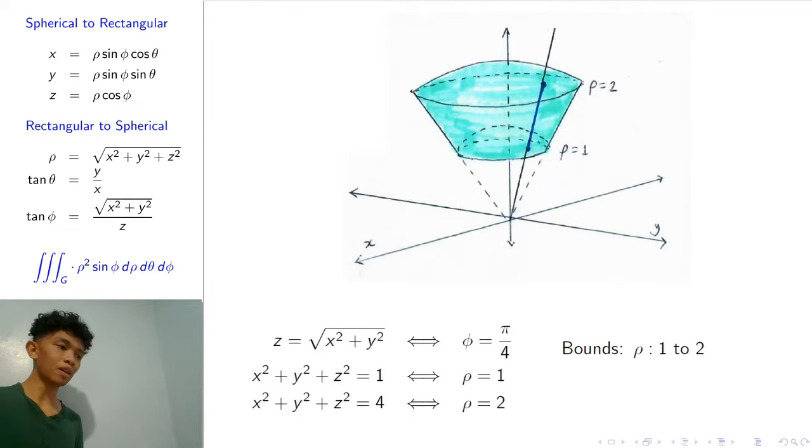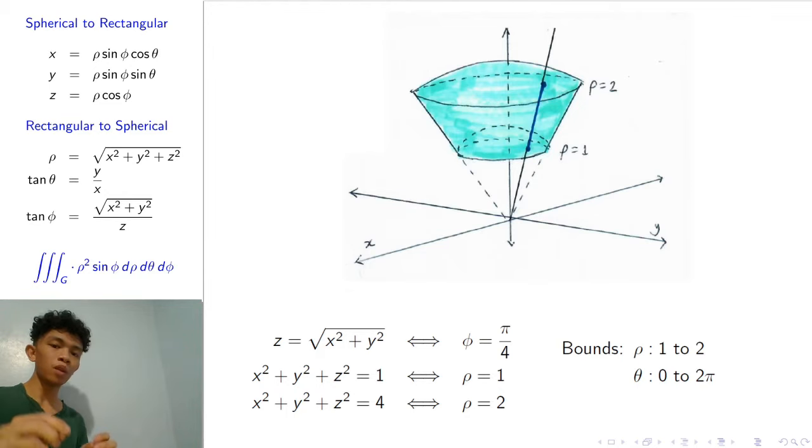Now, for your theta bounds, we take a look at the projection of your solid G onto the xy plane. And for this particular example, we actually notice that all arguments from 0 to 2 pi will be covered in your projection. As such, your theta will run from 0 to 2 pi.